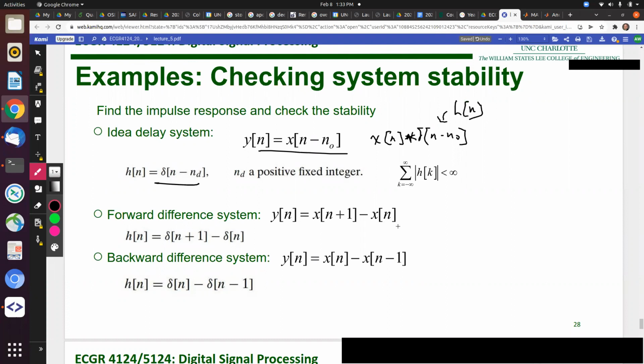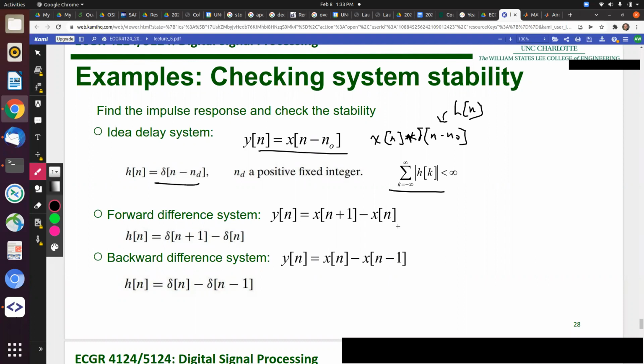And so h of n, in fact, only has one value. So it's the sum from minus infinity to infinity, and it's in fact very finite. It's 1. Is it stable? It is stable because the sum of the magnitude of all of its values is less than infinity. In fact, it has only one value, with magnitude 1. So the sum evaluates to 1 instead of infinity. Because it evaluates to 1, which is less than infinity, the system is stable.